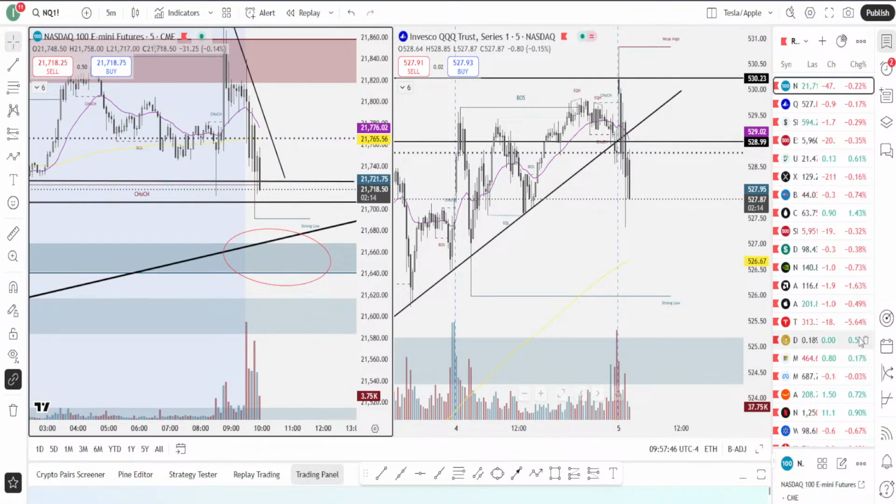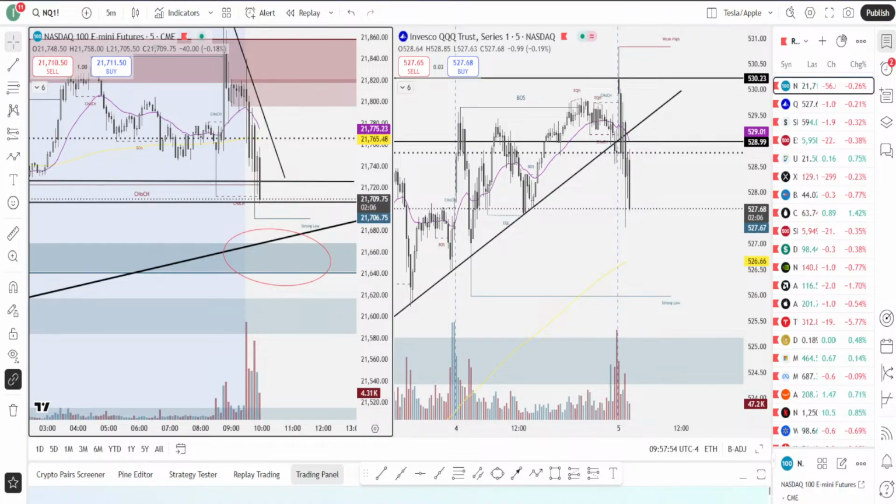Every trade you take has a 50% chance to win. So if you just put a little bit of technical analysis into it, man, that 50-50 could turn into an 80-20 or something like that.